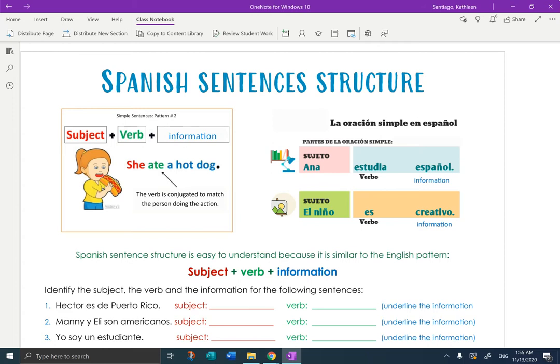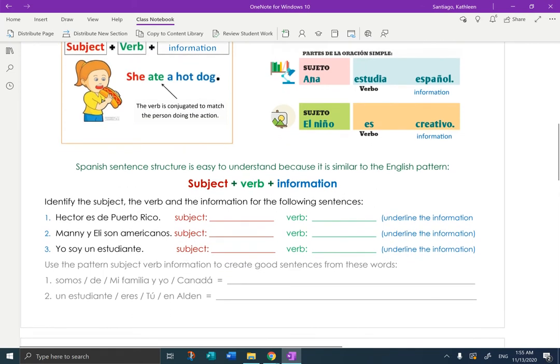Here's our verb ser that we're working on right now, es, and then the information, creativo. So the boy is creative. Subject, verb, information. Up above, Ana estudia español. Subject, verb, information. So that's the simple sentence structure that we're going to be working with. So Spanish sentence structure is easy to understand because it's similar to the English pattern that we saw above. Subject, verb, information. So in this little practice, underneath the notes, we're going to identify the subject, the verb, and the information from the following sentences.